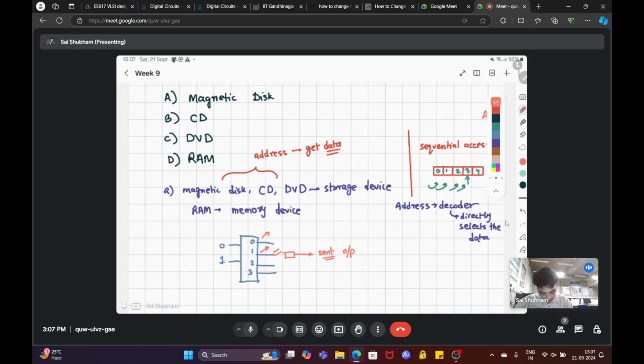In case of magnetic disk, you can provide an address. In CD and DVD, you can provide an address. In RAM, you can also provide an address. So actually, the question is misleading. The correct answer is magnetic tape. In magnetic tape, you have to sequentially go through all the data till you reach the desired address location. So this is the answer.